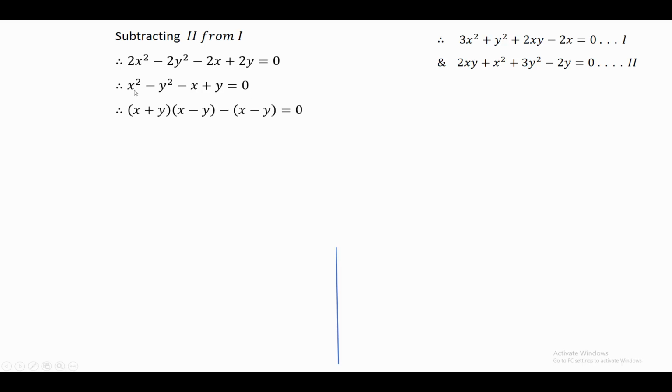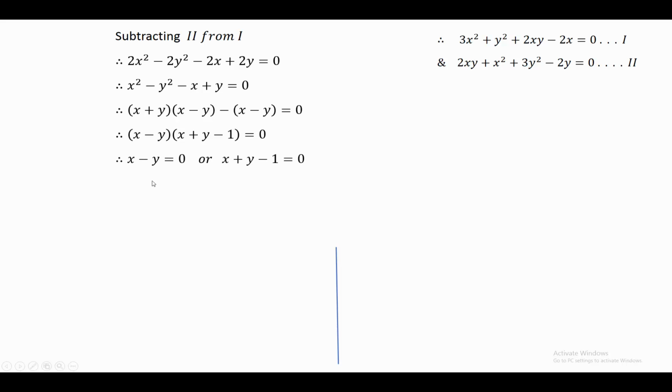Now write down the factor of the first two terms. X square minus y square to factor: (x plus y)(x minus y). From the next two terms, minus 1 common, into bracket x minus y equal to 0. From these two terms, the bracket (x minus y) is common. In the other bracket, x plus y minus 1 equal to 0.